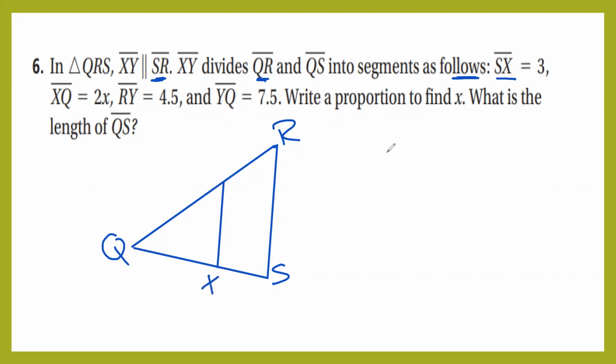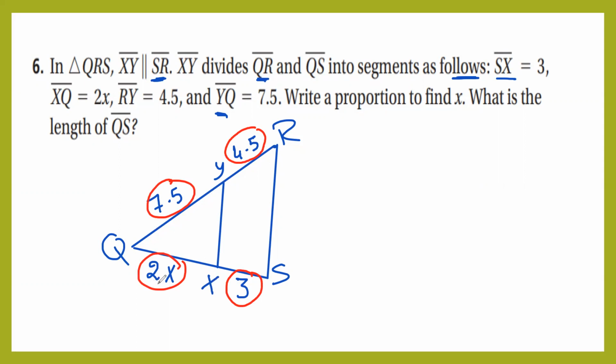So here S and X. Why didn't I write directly X and Y? Because I need to know where the location of X is and where the location of Y is. This is SX equals 3, right? And the next one, XQ, is 2X, okay? RY is 4.5, okay? And YQ is 7.5, okay? Let's circle these lengths here. I don't want to confuse this X and that X.